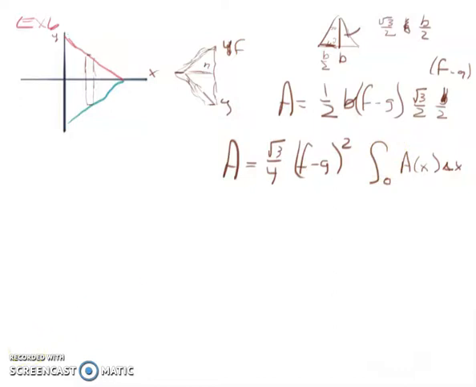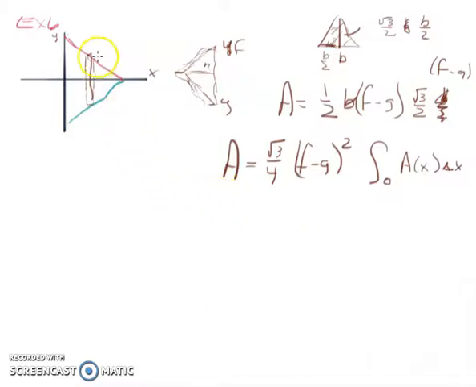Hold on. We got that. The area right here, this whole thing's going to equal 1/2 the base, which is f minus g, times the height. What's the height? It's f minus g over 2 times radical 3, so we don't need that. Second mistake already.